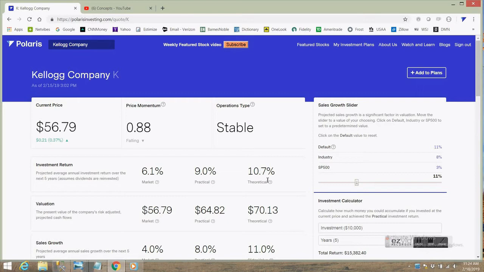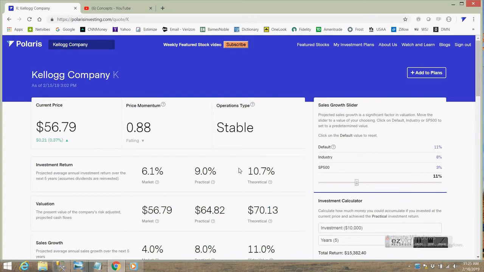What you're seeing on the ticker page, over here in the middle, is the theoretical investment return based on the growth slider that's been selected. By default, Polaris calculates a default sales growth, so when you first bring up the ticker page for a company, the sales growth is set to that default value, but you as the user can move the sales growth around to whatever value you think is appropriate.